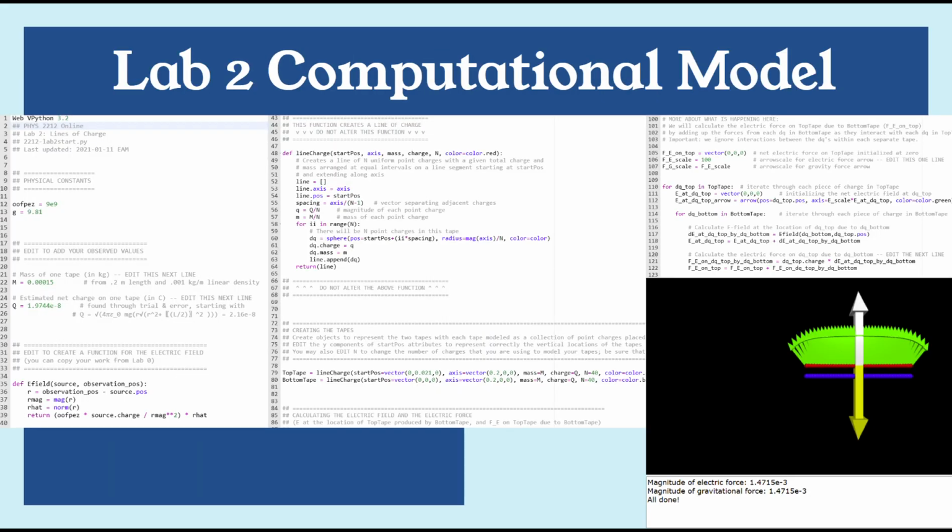For the second lab, we treated the tape as a line charge. To do this, I set my initial conditions in my code before estimating the charge needed for the tape to exert an equal electric force. I repeated this until I found the correct charge that generated enough electric force to match my gravitational force.